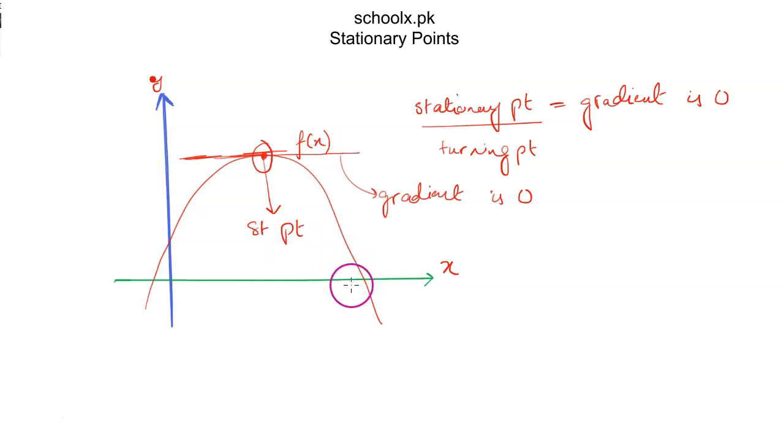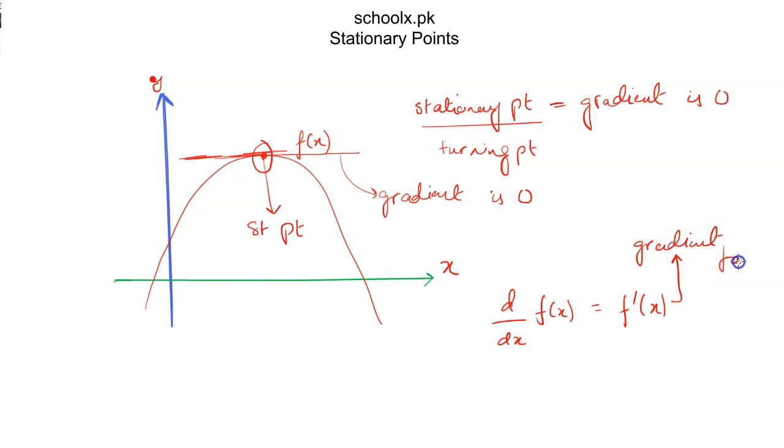Now how do we find the stationary point? We know that if I were to take the derivative, d by dx of f of x, I'll get f prime of x, which will be its gradient formula. Now to find the stationary point, what we do is we put the first derivative of the formula equal to 0. f prime of x equal to 0. From this we get the stationary point.